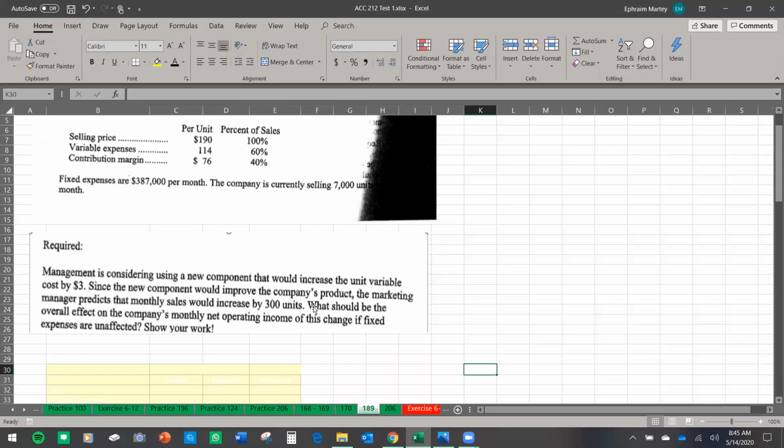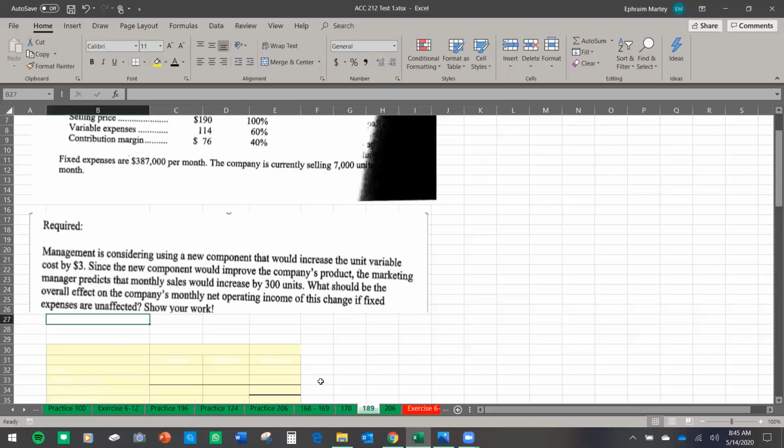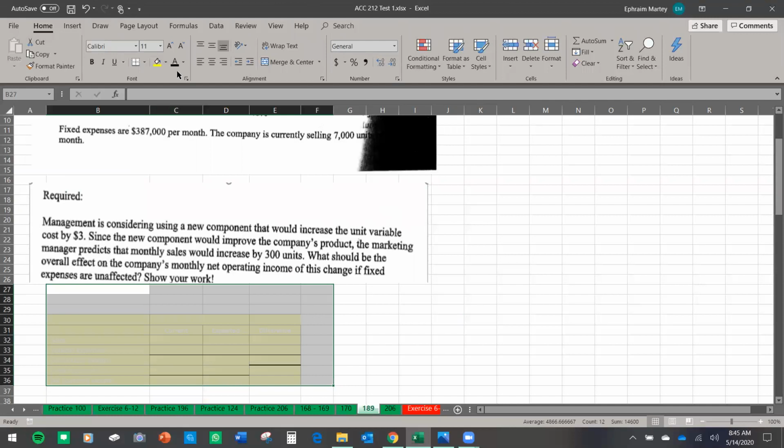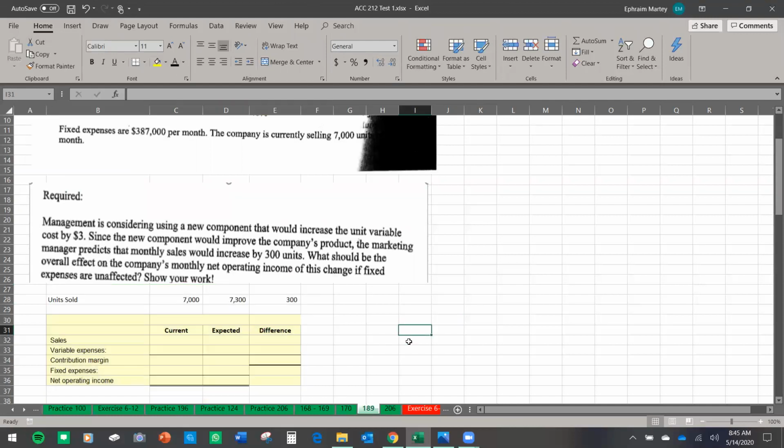Management is considering using a new product that will increase the unit variable cost by $3, since the new product will improve the company's marketing, with 300 units more. This is what we're going to reveal. We're going to find what we have now, compare it with the expected one, and then find the difference.